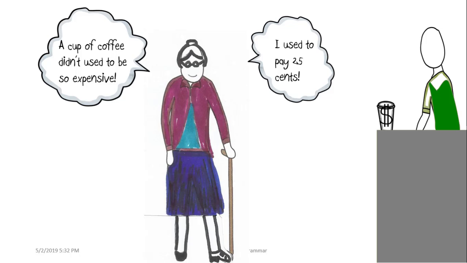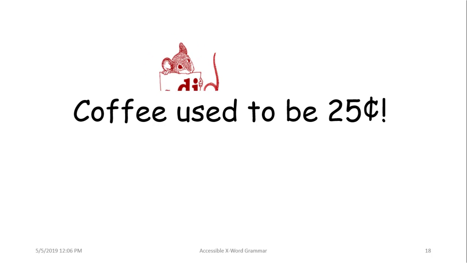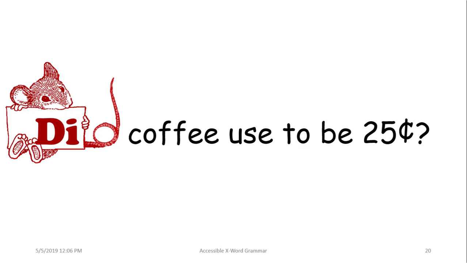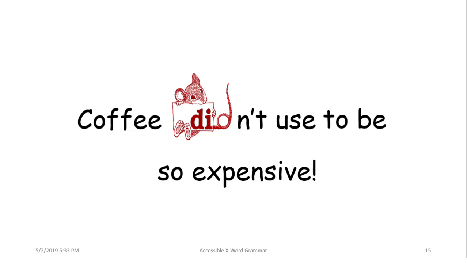Used to always talks about the past, so we use did as an X word. The did mouse hides behind used to. It comes out of hiding to make a question. Did coffee used to be 25 cents? Or a negative. Coffee didn't used to be so expensive.